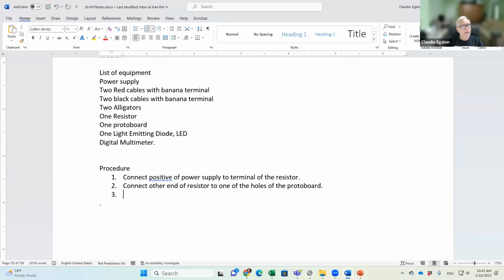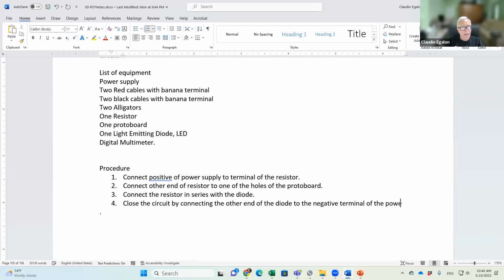Okay. Connect the resistor in series. The other end, connect the resistor in series with the diode. Just describing what you saw in there. Close this circuit by connecting the other end of the diode to the negative terminal of the power supply. Okay.